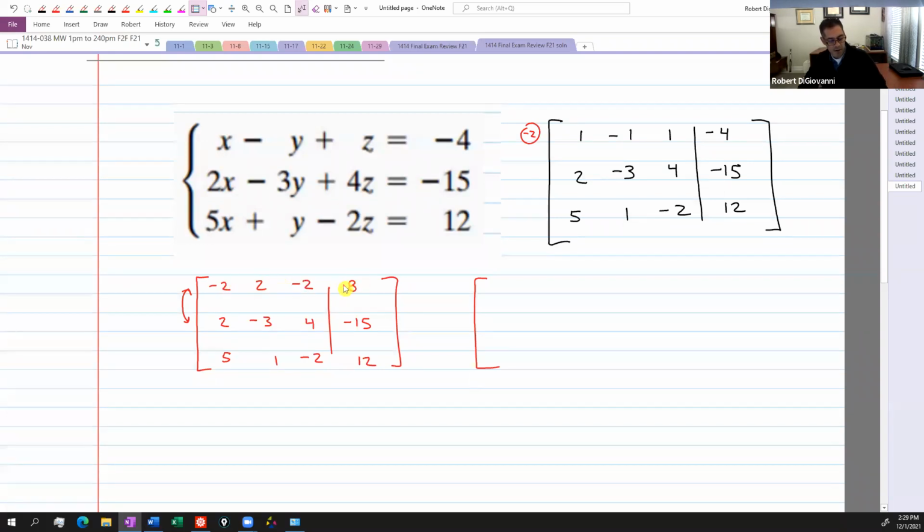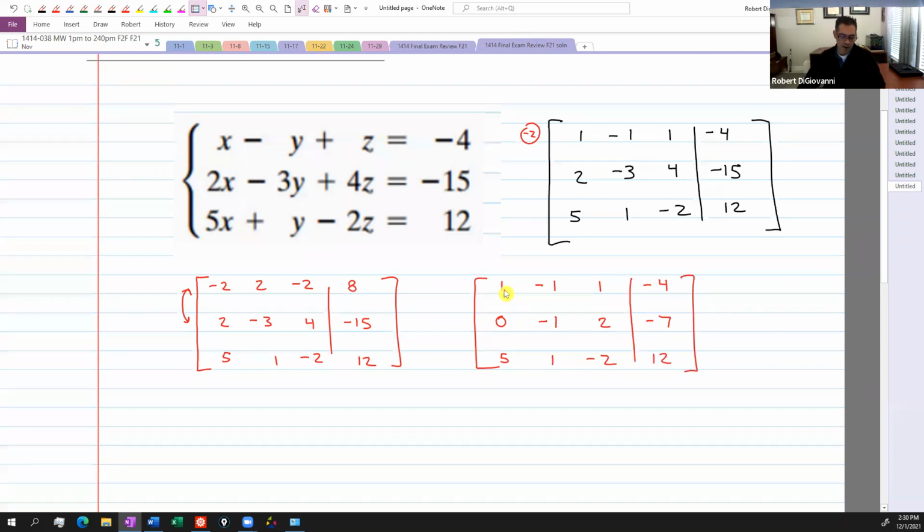In my first row, I'm going to go back to what it was earlier, dividing everything by -2 to take it back to what it was. Now we get 0 because we add this together. Add this together, we get -1. Add this together, we get 2. Add this together, we get -7. Yeah, -7. And then the last row, 5, 1, -2, and 12.